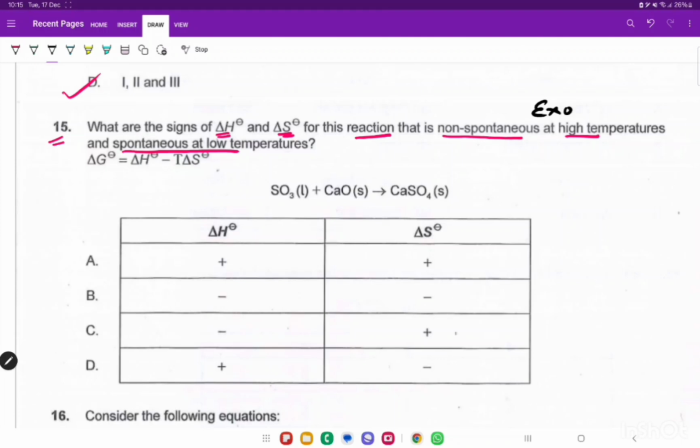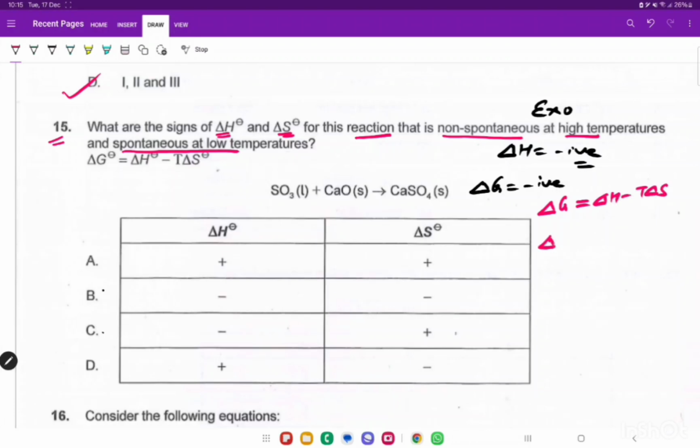So this gives us a hint that it is an exothermic reaction, and for an exothermic reaction delta H is negative. So first I got delta H is negative. The answer could be B or C. Now the next thing is, in order for a reaction to be spontaneous, delta G should be negative, and we know delta G equals delta H minus T delta S.